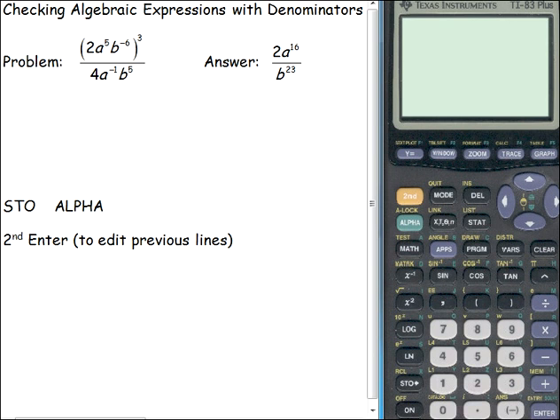We're going to look at one more algebraic expression to simplify and check. This is one of the problems on rules of exponents, and you can see the problem: open parentheses, 2a to the fifth, b to the negative 6th power, close parentheses, cube, over 4a to the negative 1, b to the 5th. And the answer that I got was 2a to the 16th all over b to the 23rd.